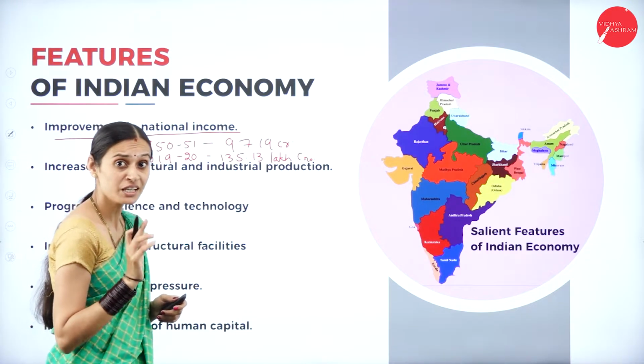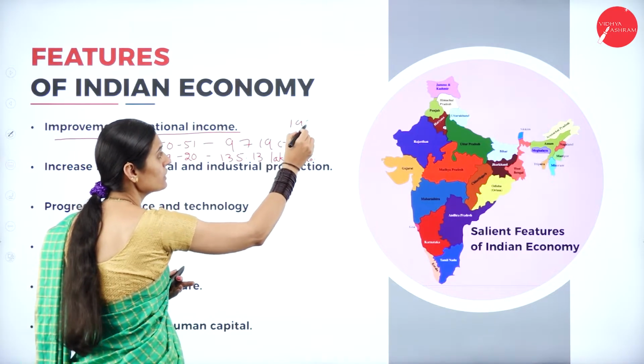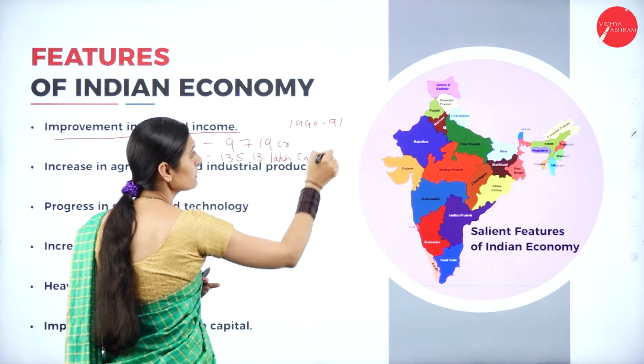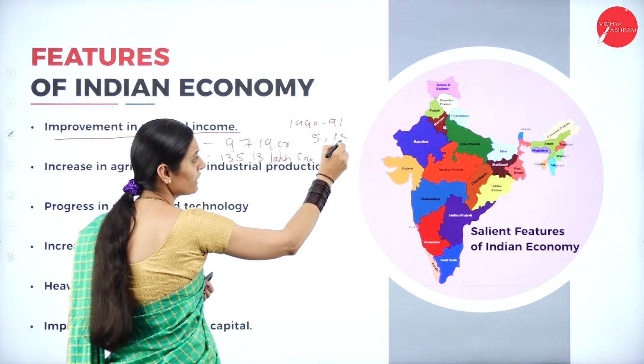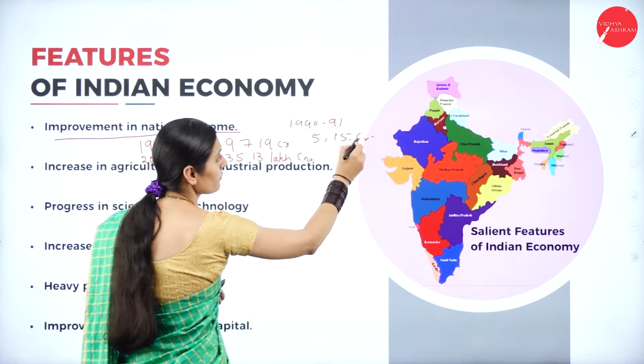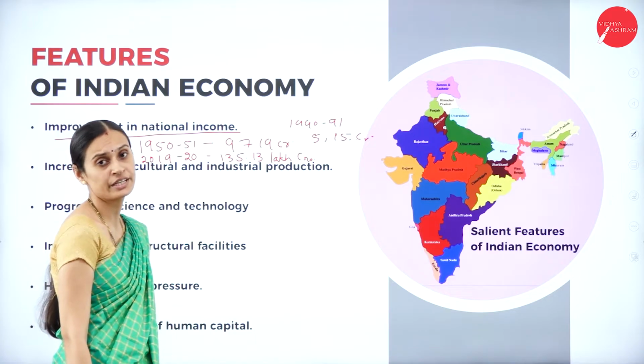And you may take another piece of evidence, in 1990-91. Our national income was approximately 5,15,000 crore rupees. So just see the data, national income is increasing.